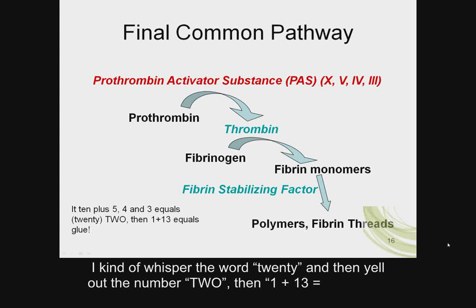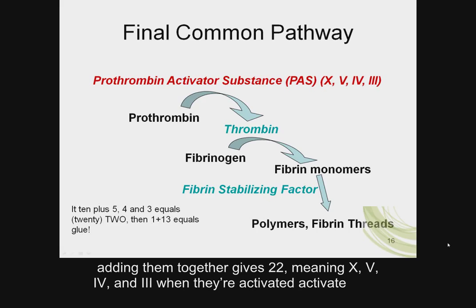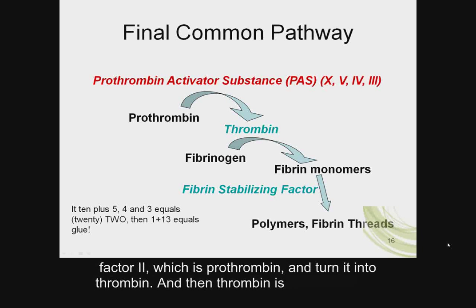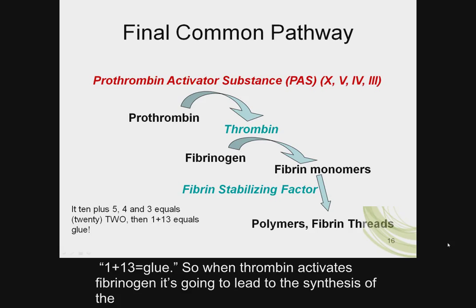Well, what in the Sam Hill does that mean? Well, this rhyme emphasizes that 10, 5, 4, and 3, adding them together gives 22, meaning factors 10, 5, 4, and 3, when they're activated, will activate factor 2. That's why I emphasize the 2 in 22. And factor 2, of course, is prothrombin, and the prothrombin activator substance is going to turn prothrombin into thrombin. And then thrombin is going to activate fibrinogen, which is factor 1. That's the part I say down here, 1 plus 13 equals glue.